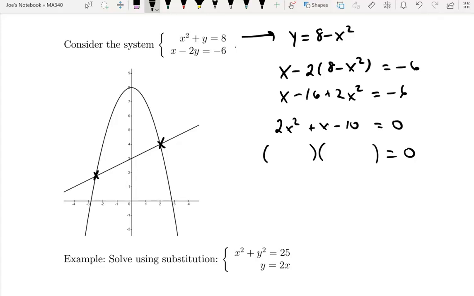I think this one factors. If you don't see how to factor it right away, what can you always use? You can always use the quadratic formula, right? Every single time? Yep. Good. But this one I think factors. If I use a 2x and an x, that gives me a 2x squared. I think a plus 5 and a minus 2 here will work.